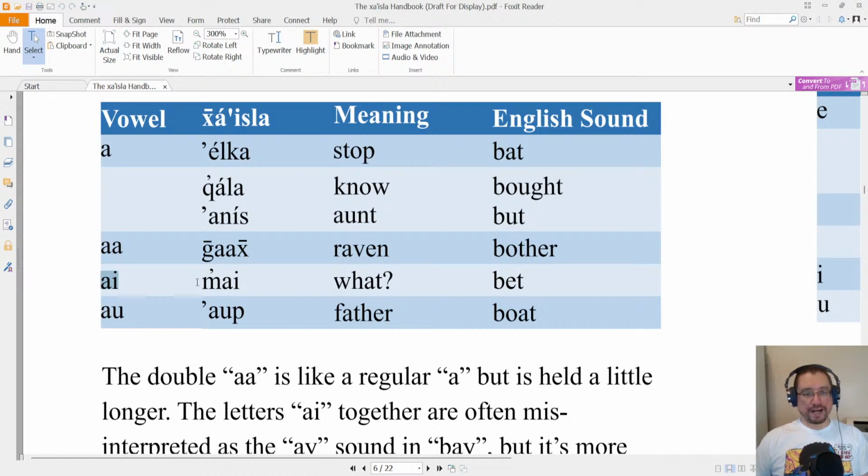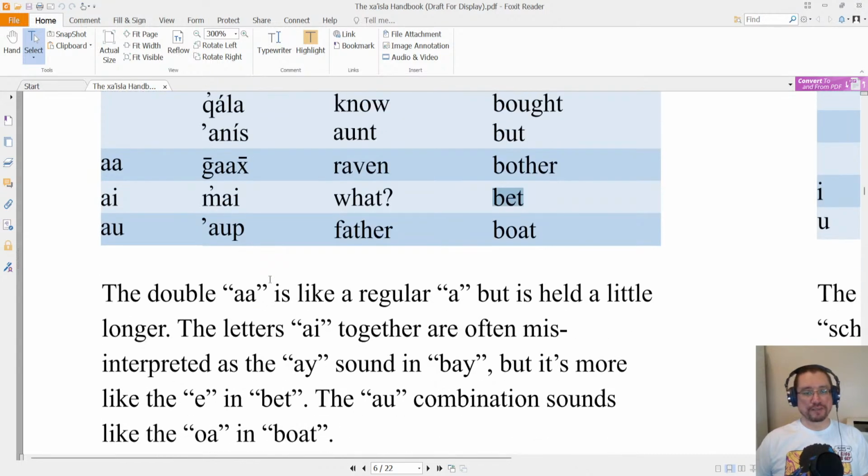Then we have AI, and the example here is meh, and this means what? And it sounds like the English word bet. So meh and bet are similar in sound.